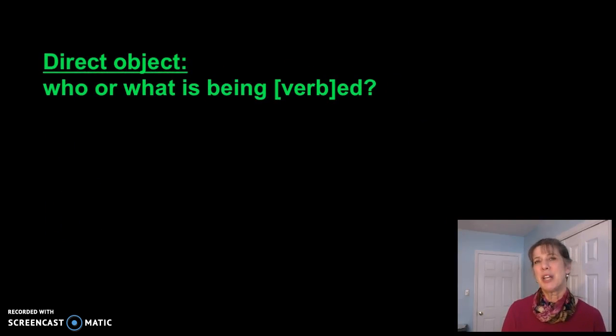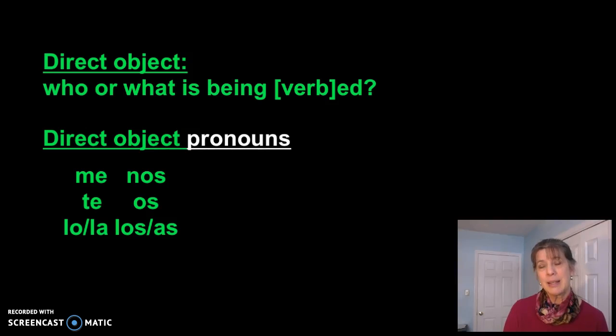Definition of a direct object: who or what is being verbed. If I'm throwing a ball, who or what is being thrown, it's the ball. Now I could also say, if we've been having a conversation about throwing the ball, I could say, yeah, I threw it yesterday. I threw it. So there I've replaced the ball with a pronoun, it.